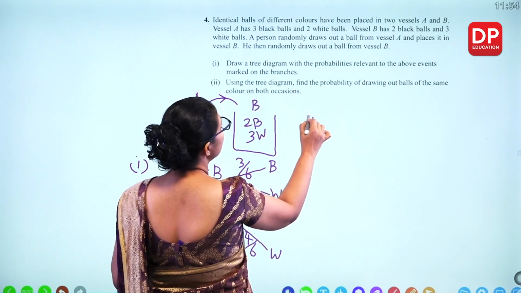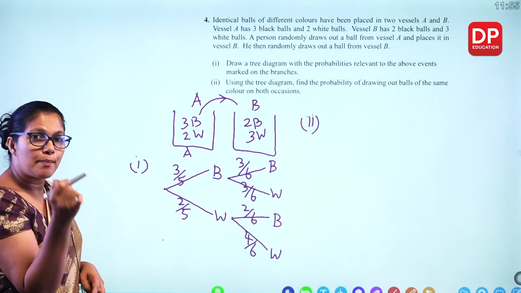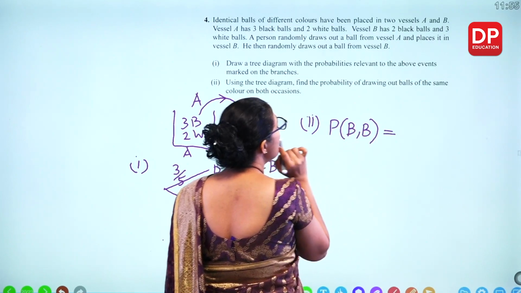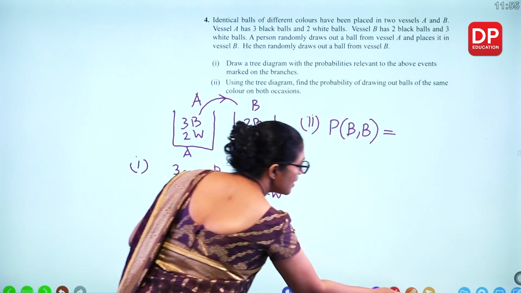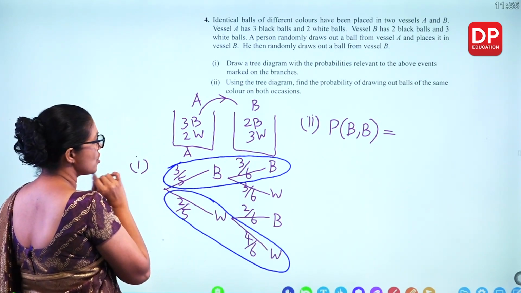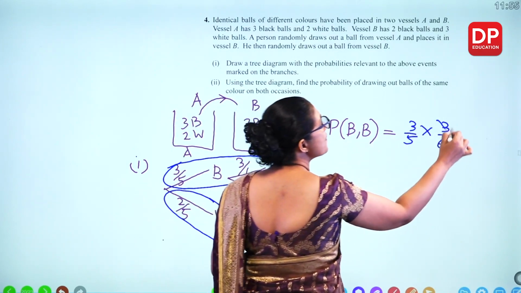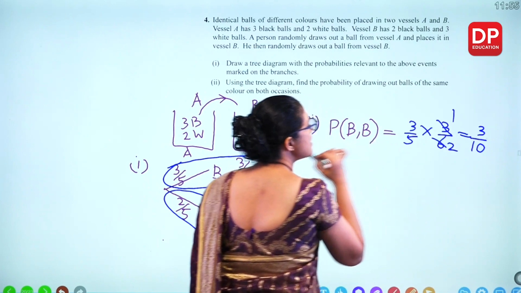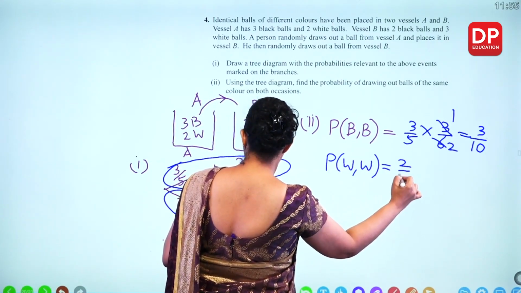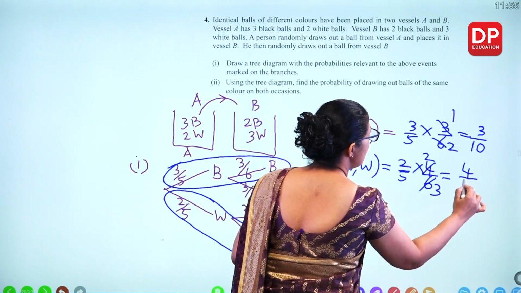Part 2. Using the tree diagram, find the probability of drawing out balls of the same color. So you can get either black black or white white. So we'll first find probability of getting black and black. So what's the probability of getting black and black? So you have to select correct paths. So here either this branch or this branch. So black and black, 3/5 multiplied by 3/6. 3 times 1, 3 times 2, you get 3 over 10. Now find out getting white and white. This branch, 2/5 into 4 over 6. 2 times 2, 2 times 3, you get 4 over 15.